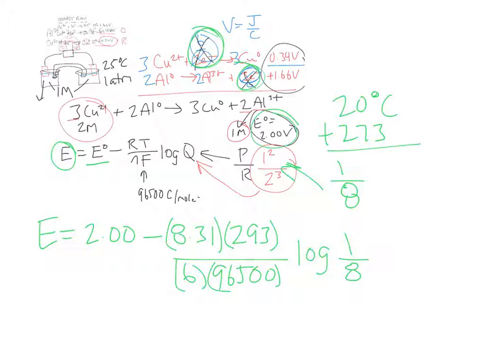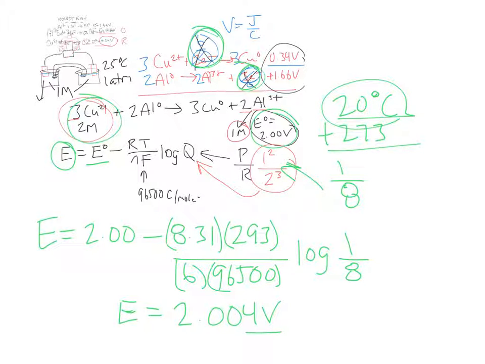So after plugging into my calculator, you see that it's increased by a very, very small amount, 0.004 volts. So the overall E of this is going to be 2.004 volts. So very minimal change if we change the concentration and the temperature, but this at least shows you how to do a Nernst equation calculation.